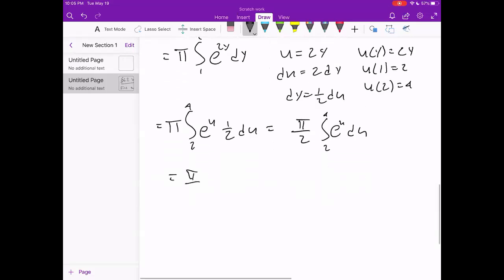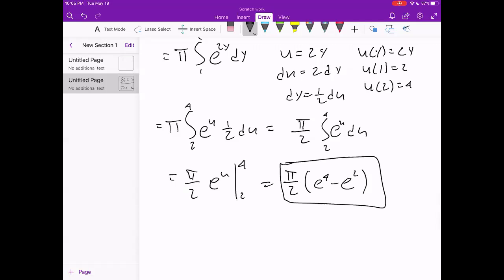The integral of e to the u we can do. It's e to the u. I'm going to evaluate between 2 and 4. So this is pi over 2 times e to the 4 minus e to the 2. And that'll be my final answer there.